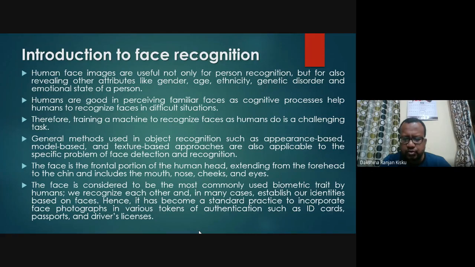Okay, so different position based tokens means different ID cards, passport, driving licenses. So we can use these tokens for authentication or identification, as the face images are incorporated in those tokens.